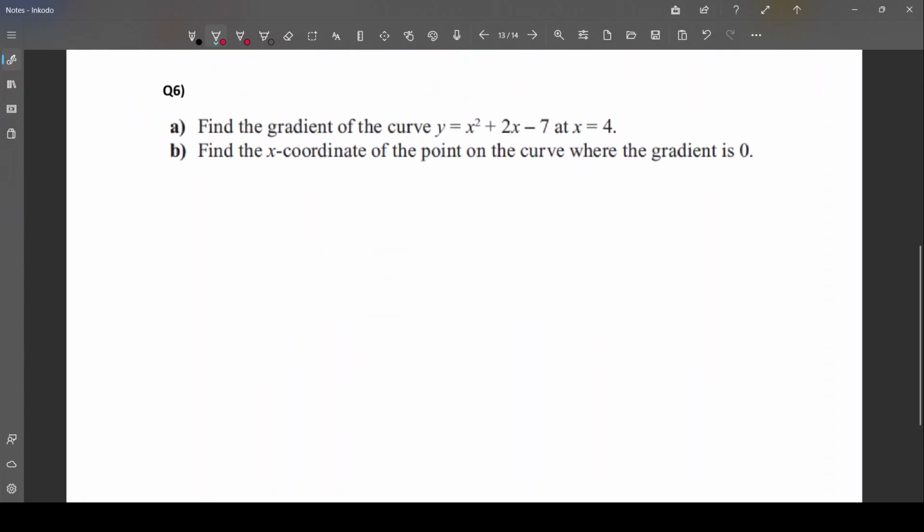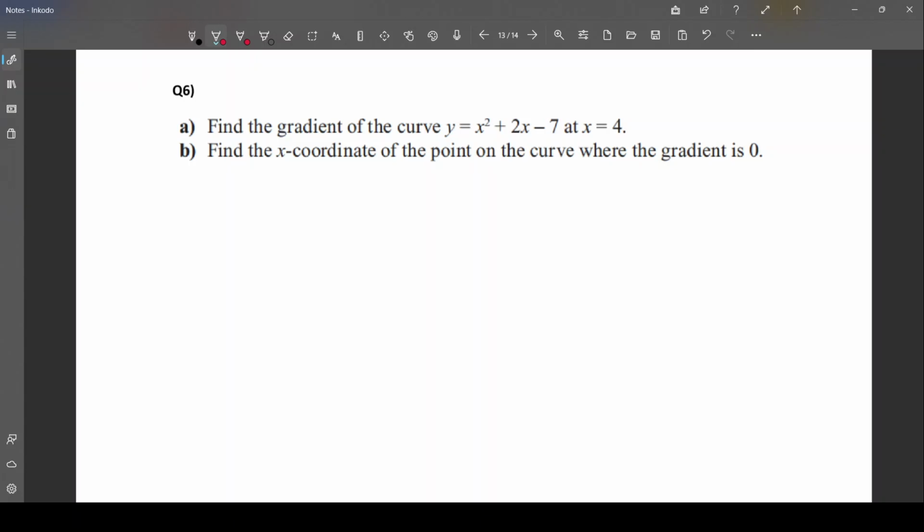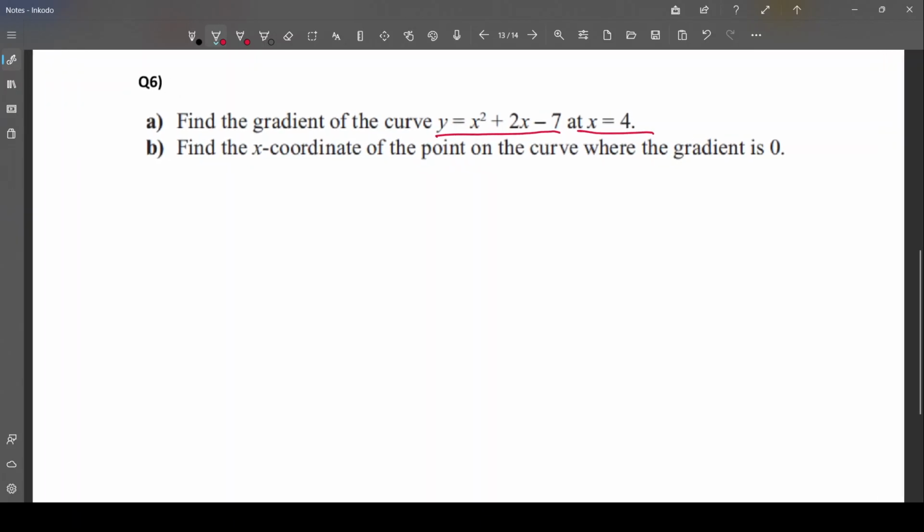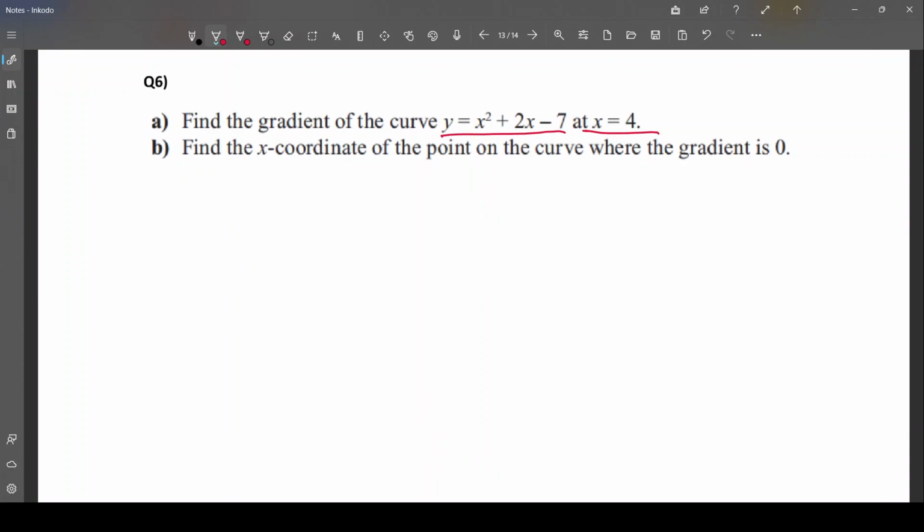Find the gradient of the curve y equals x square plus 2x minus 7 at this point. To find out the gradient, we have to differentiate the function, and then we have to put the value of x for the particular curve. So we'll get the gradient of that curve. The function is given as x square plus 2x minus 7. To find out the gradient, we will differentiate this first.